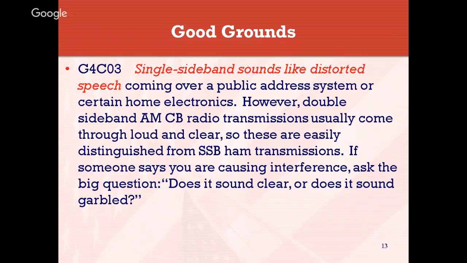Single sideband sounds like distorted speech coming over a public address system or certain home electronics. However, double sideband AM/CB radio type transmissions usually come through loud and clear, so these are easily distinguished from single sideband ham transmissions. If someone says you're causing interference, ask the question, does it sound clear or does it sound garbled? If they say it sounds clear, you can probably eliminate you as being the suspected interference problem. But you should also help your neighbor and say, look, I understand you're having this problem. I'm going to help you out a little bit here. But it sounds to me like what you're really experiencing is interference from maybe a CB radio somewhere or somebody broadcasting AM. But either way, be sure to be prepared to help your neighbor resolve the problem.